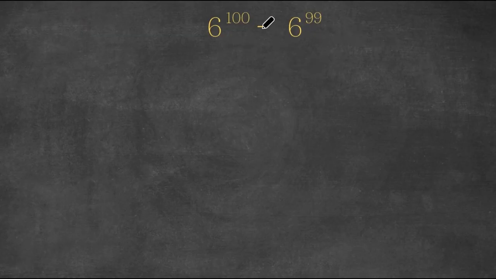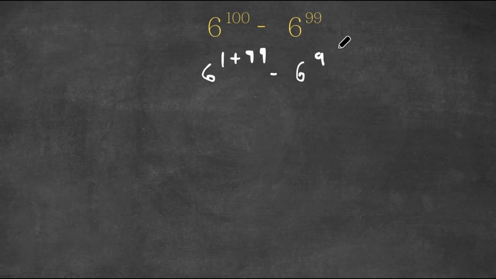In today's video, I'm going to be teaching you how to solve this exponential problem. So we have 6 to the power of 100 minus 6 to the power of 99. Now, I'm actually going to rewrite 100 here as 1 plus 99. So now I have 6 to the power of 1 plus 99 minus 6 to the power of 99.